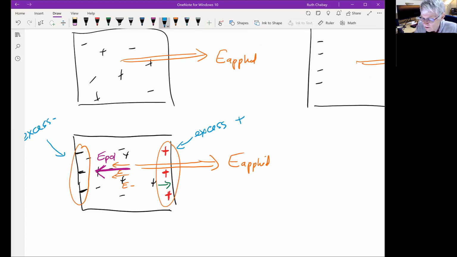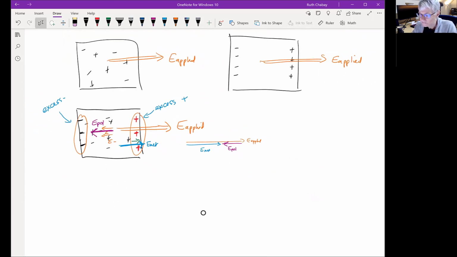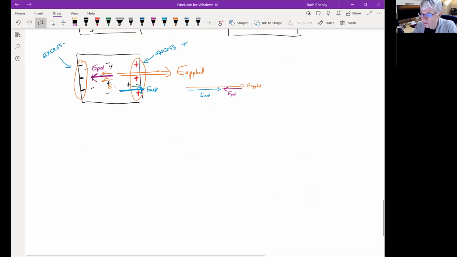And so our net field here is going to be still to the right, but smaller than it was, because we're adding this vector to that vector. And so our net field is actually going to be smaller. So now we have a net field, I'll draw it down here, that's smaller. Now it's not 0, which means this thing will still keep polarizing.